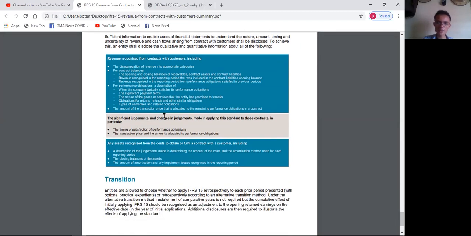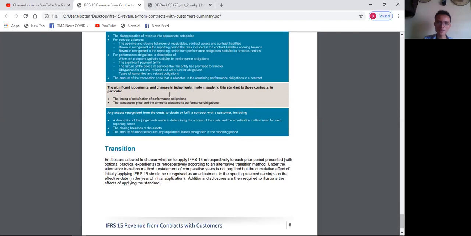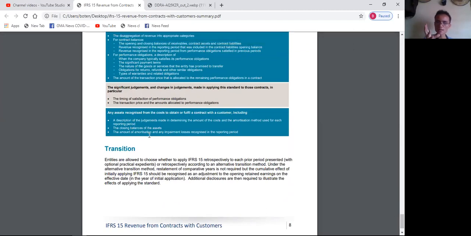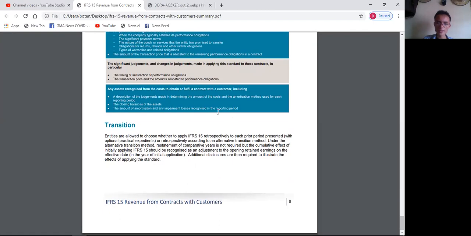Then transaction price allocated. Also, if there are significant judgments and changes to be made, especially with retroactive adjustments, you also have to disclose. With the assets, then descriptions, the closing amounts, and the amounts of the amortization. So the cost of the asset or any asset recognized divided by the period that such would be amortized, and then the impairment losses to be recognized.